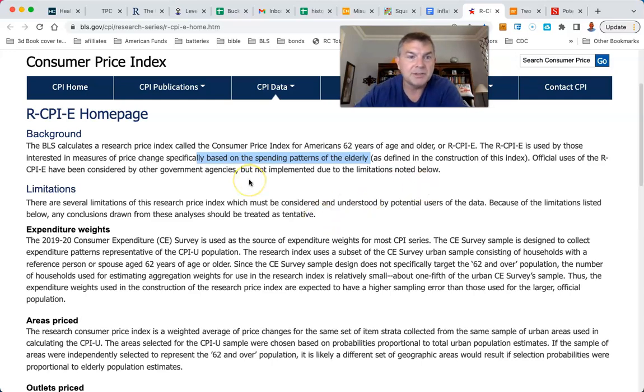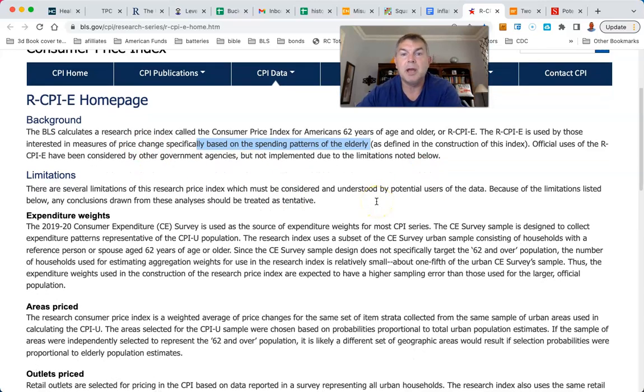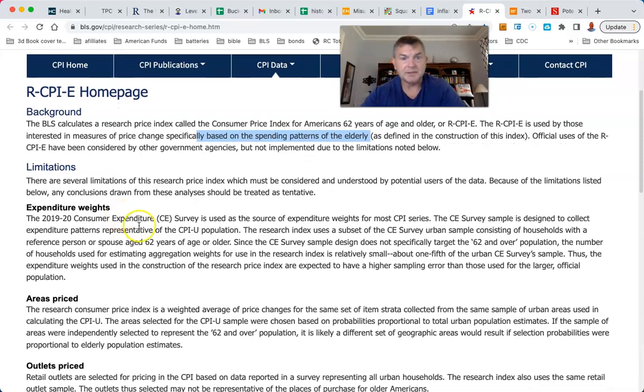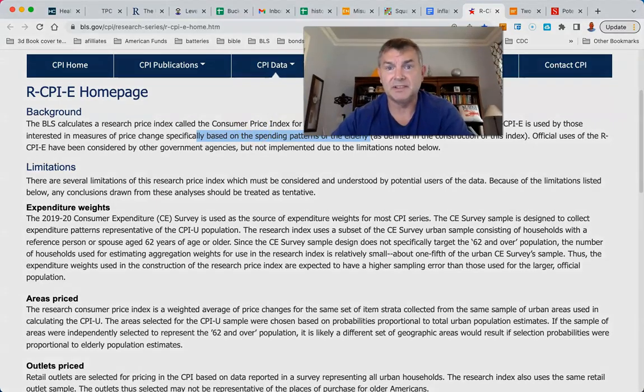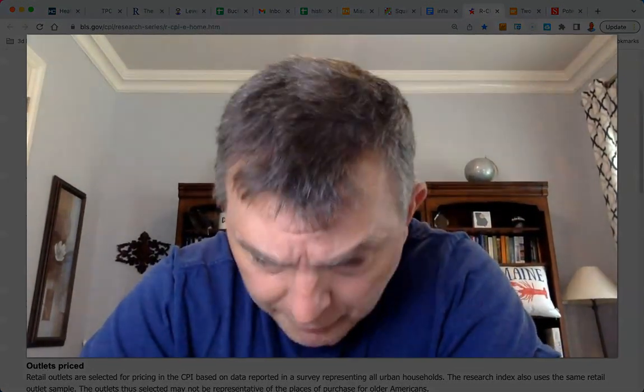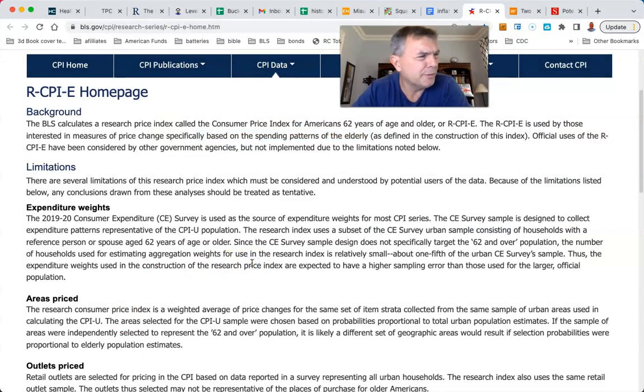It's been considered by other government agencies, but not implemented due to the limitations below. The first is expenditure weights from the surveys. The Consumer Expenditure Survey, CES, I use this all the time, as you do. It's basically the closest thing we have to the HRS, the Health and Retirement Study over at the University of Michigan. I like the CES, and you can use them both together. The CES is fantastic, and there are a lot of similarities between the two. This is the best gauge we had because it's our taxpayers that are financing the research on this. I'm sure the taxpayers finance the HRS as well.